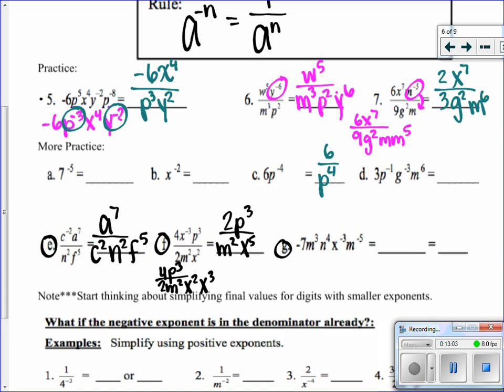E was a to the 7th over c squared n squared f to the 5th. F is 2p cubed m squared x to the 5th. Make sure, if you have different work, I might have done F differently than you did, but you have the same end answer. Okay.